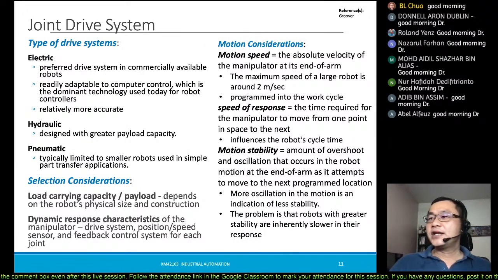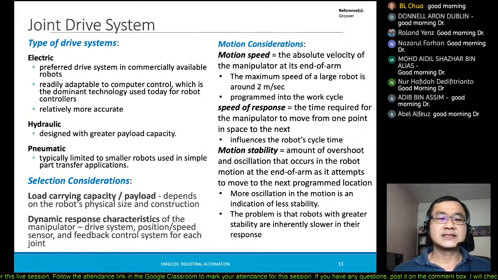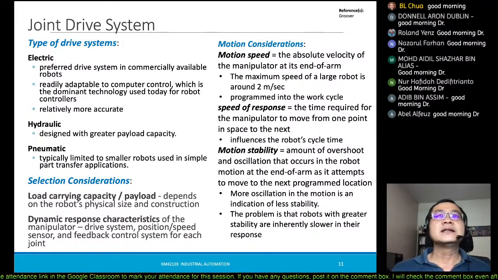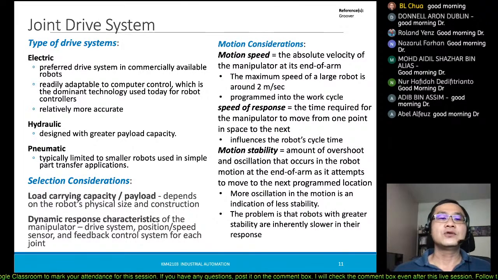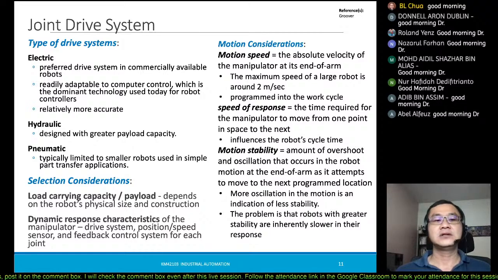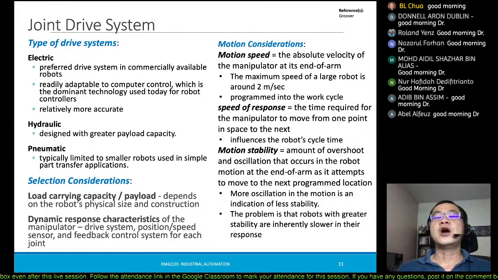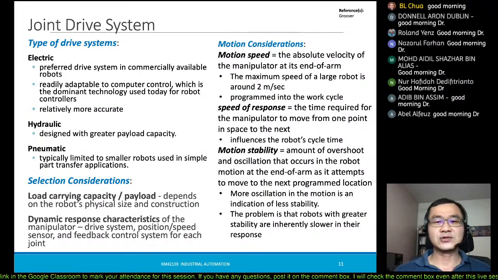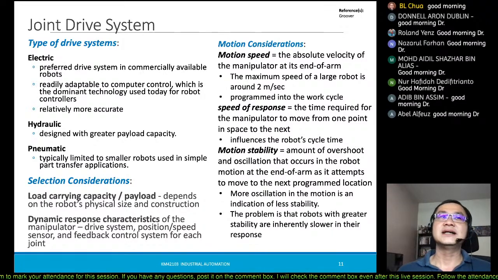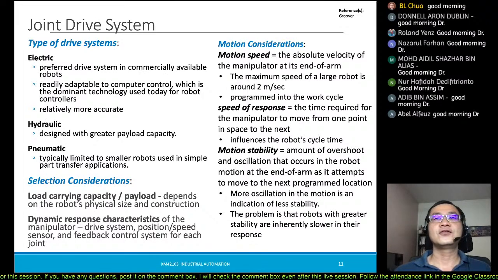Next would be the joint drive system. Typically, in order to power our joints, we would want to select some actuators. They can be electrical, hydraulic, or pneumatic. In commercial or industrial robots, usually we prefer electric actuators nowadays because of the ease of control, as well as being much cleaner.